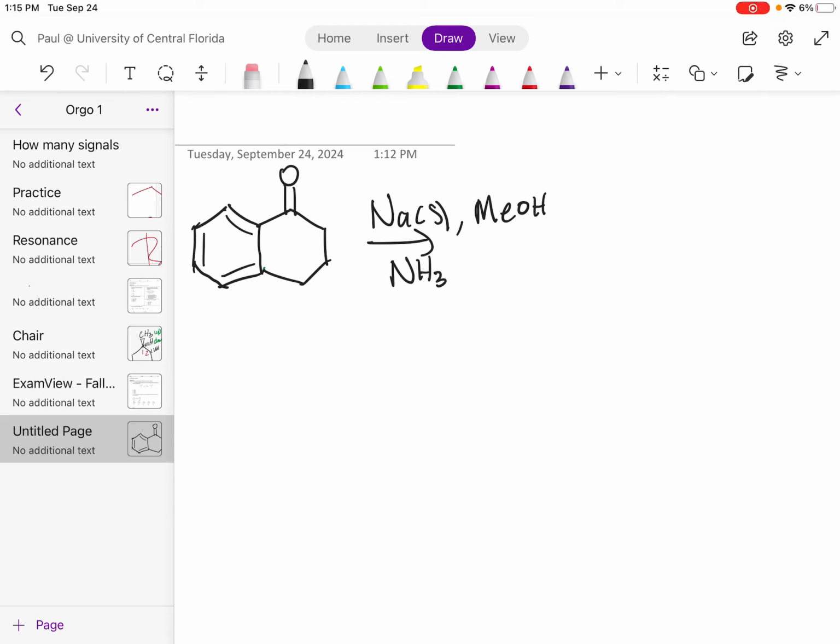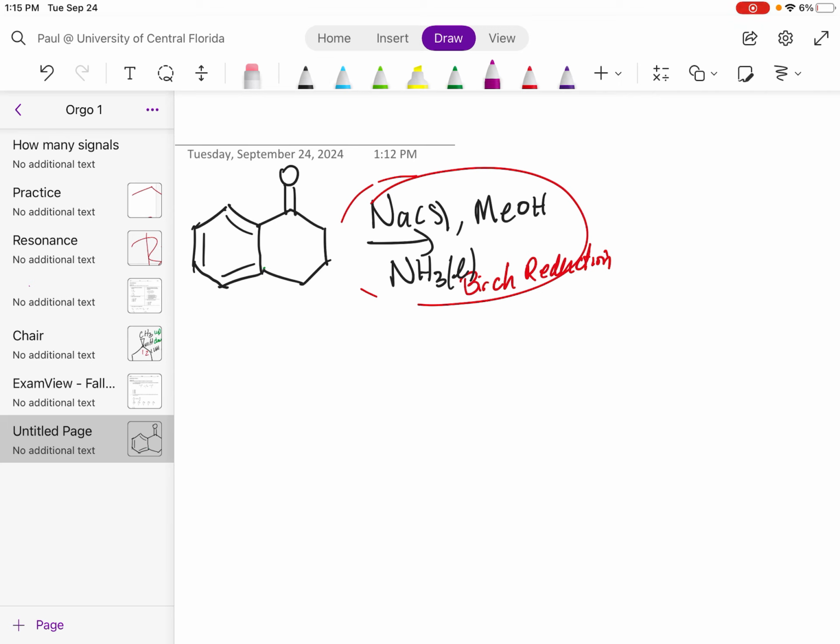So this question is asking to predict the product and then also to draw the mechanism for that transformation. When you look at the reagents right there, that's screaming Birch reduction. That's when you have solid sodium, methanol, and liquid ammonia. Okay, that's just screaming Birch reduction.